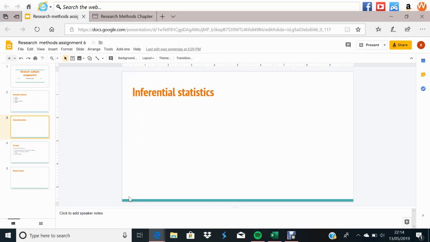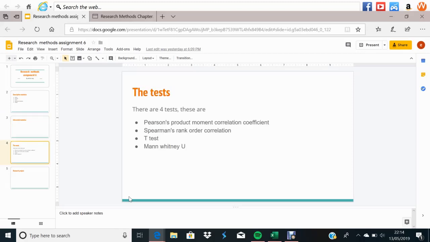Inferential statistics are a test for relationships or differences in a data set. We use inferential statistics to prove that a relationship or difference was not down to chance. To determine this, we use the value of p being less than or equal to 0.05. This means that there's only a 5% chance of the results being wrong or being down to chance. To get all this, there's 4 tests. The 4 tests are Pearson's product moment correlation coefficient, Spearman's rank order correlation, the t-test, and the Mann-Whitney U-test.